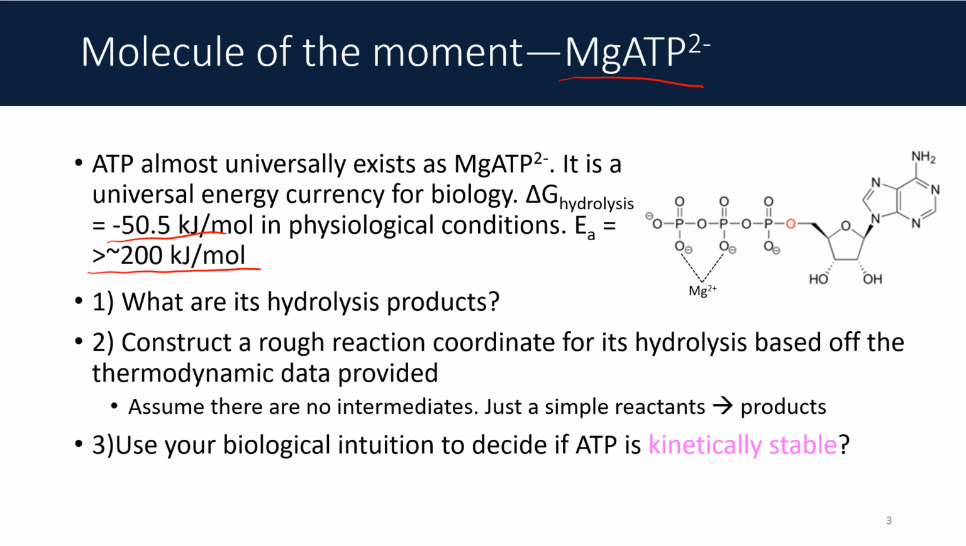All right, so my questions for you are threefold. Number one, what are its hydrolysis products? You probably know this already, but think about it, Google it if you must. Number two, construct a rough reaction coordinate for its hydrolysis based off the thermodynamic data provided. For the purposes of this exercise, I want you to assume there are no intermediates, just a simple progression between reactant to product. And then lastly, use your biological intuition to decide if ATP is kinetically stable.